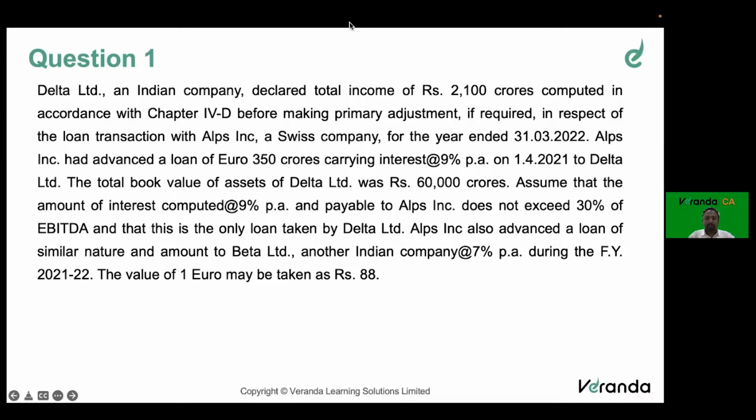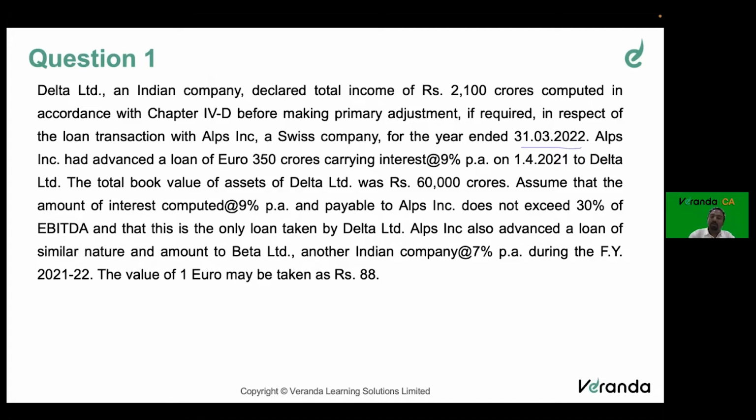This 31/3/2022 is the period we are talking about, the year end. Now, what is the actual transaction? Alps Inc. advanced a loan of euro 350 crores to Delta Limited at an interest of 9% per annum. That is the interest rate provided. They gave it on 1st April 2021. So this is the transaction.